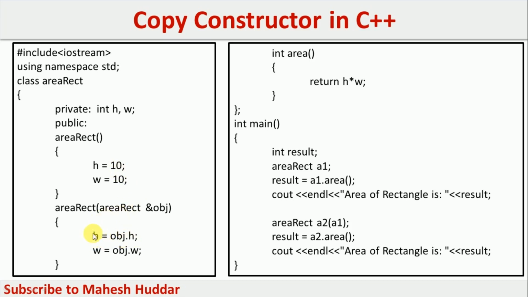So this h, the new h, is also 10. And obj.w, again we have 10 here, so 10 will be copied into w. So h is 10, w is 10 with respect to the A2 object. Now A2.area, again it will return you 100 in this case. So what we did here is we have copied A1 into A2. That is the meaning of copy constructor.